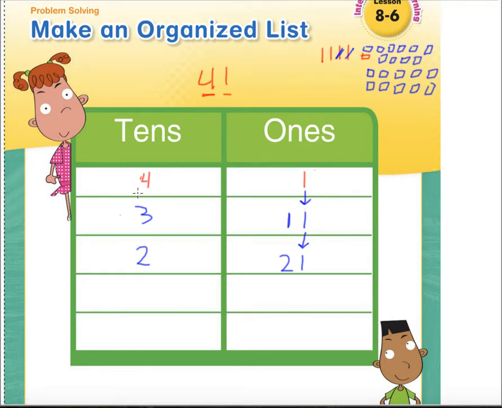So next, if this is getting smaller by 1 each time, what do you think our next set of 10 is going to be to show us a different way to make 41? Because remember, 4 tens and 1 one is 41. And then 3 tens and 11 ones is 41. And then 2 tens and 21 ones is 41. So what do you think is going to happen next?